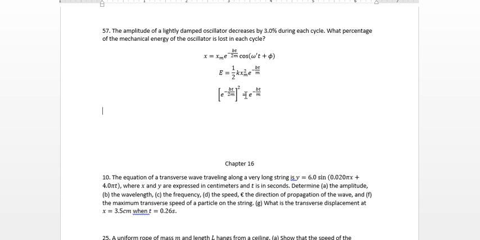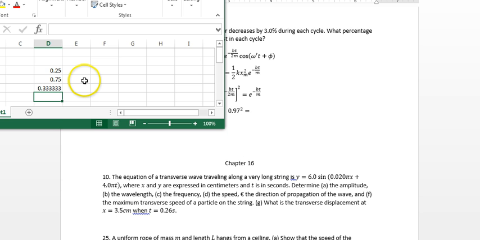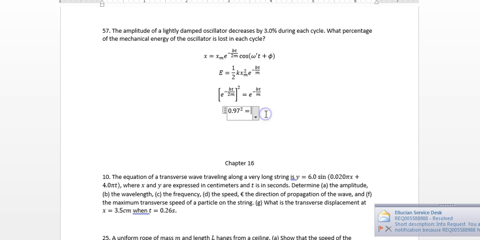All right? So after one cycle, e to the minus bt over 2m becomes 0.97 of what it was. That's a reduction of 3%. We square that, and we get what? 0.97 squared, 0.94.